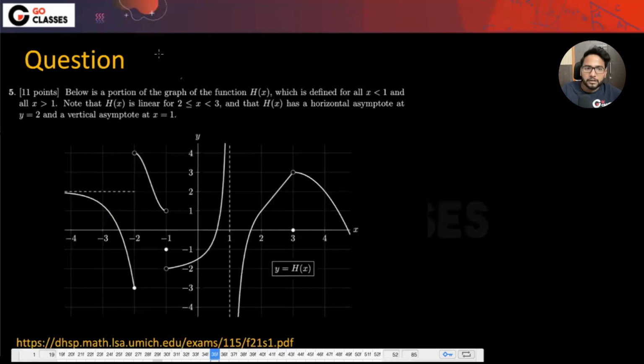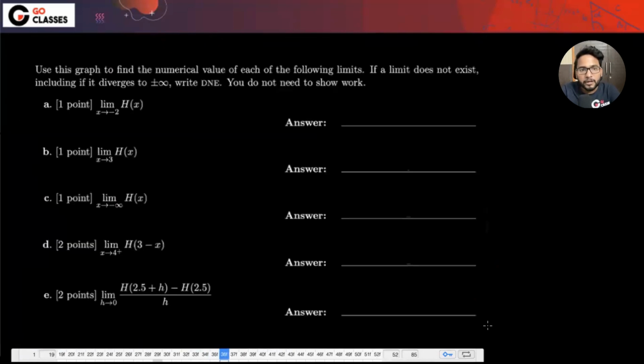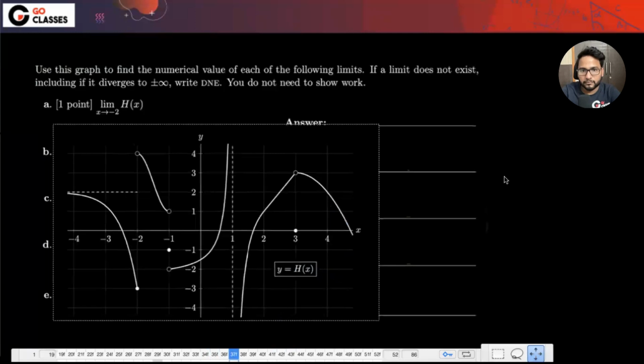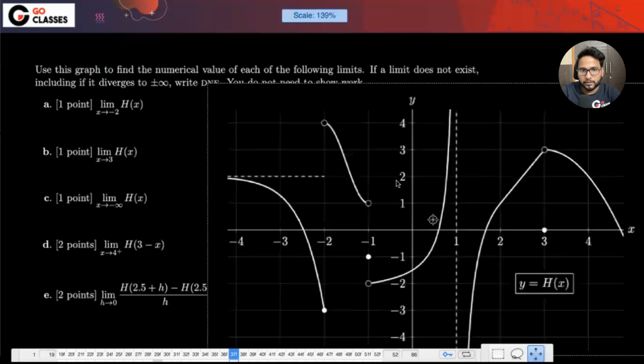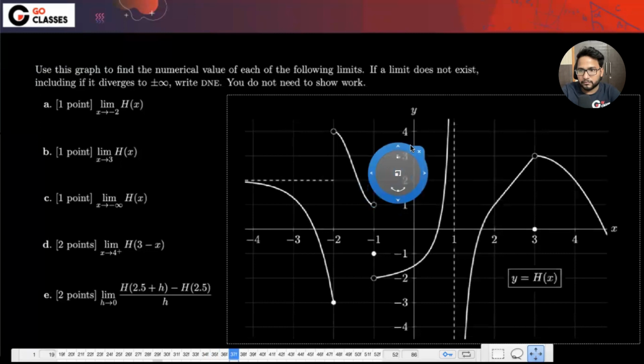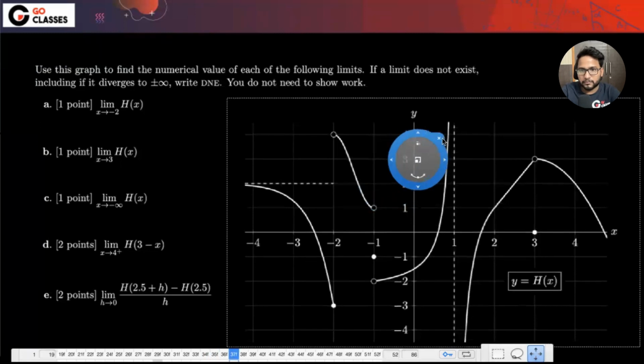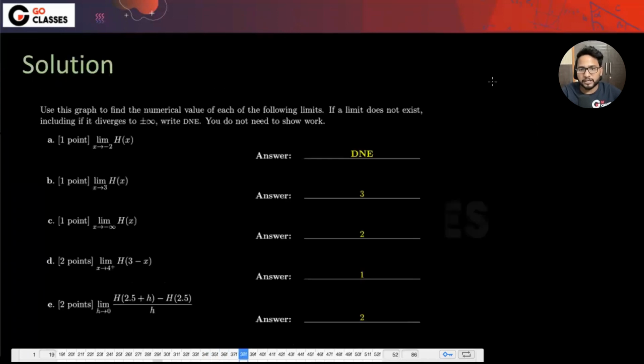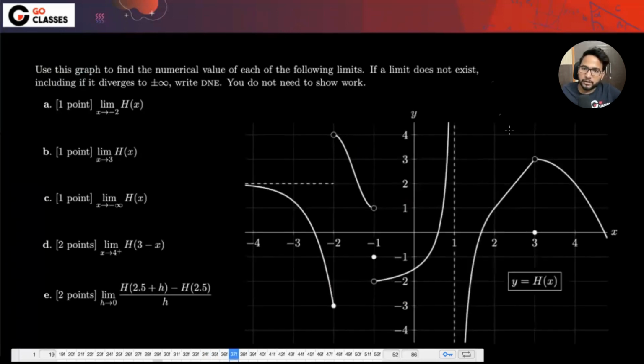Let's solve this question. They have given this graph, and then they're asking this. So maybe I can copy the same graph here. Can you solve this as homework? Yeah, this is a nice idea because we have the answers on the next page. Just solve this as homework.